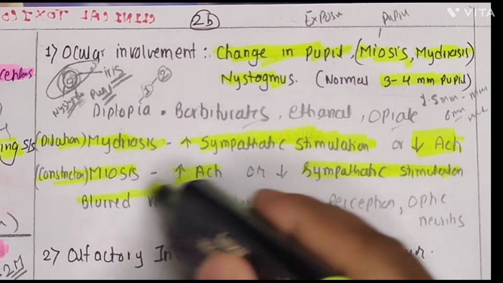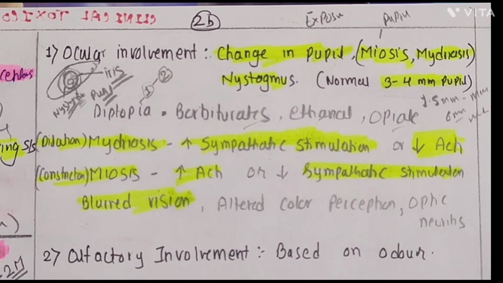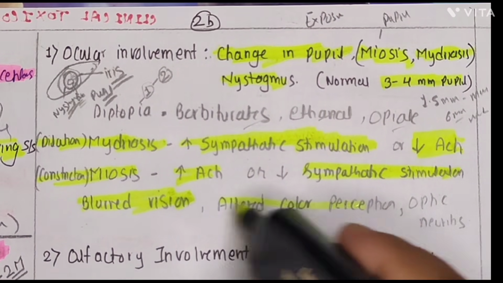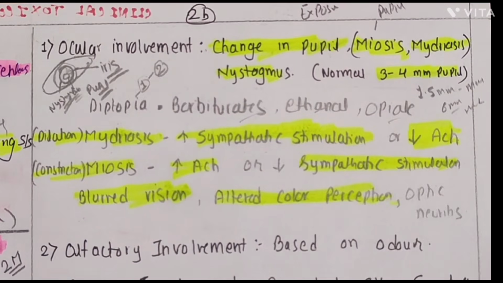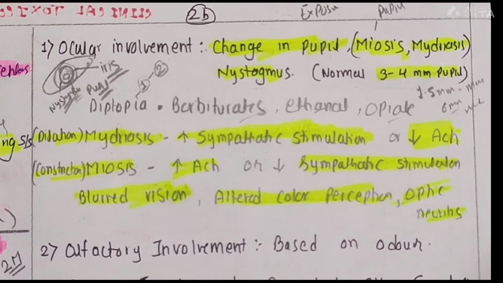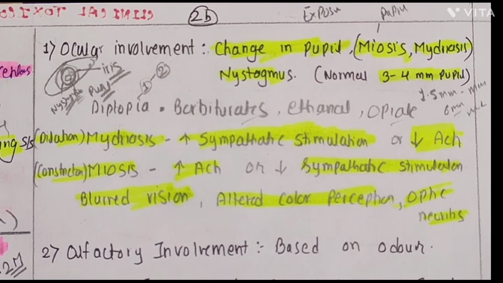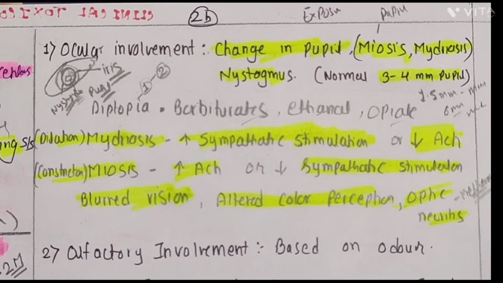Then another consequence is blurred vision. Blurring of vision starts, there is blurring of vision. Then altered color perception, our eyes are not able to perceive the particular color, and in the worst condition there will be optic neuritis, and in some poisoning conditions it may even lead to neuronal damage and permanent blindness. Some examples like methanol poisoning, we will discuss in detail in methanol poisoning, which will permanently blind our eyes.